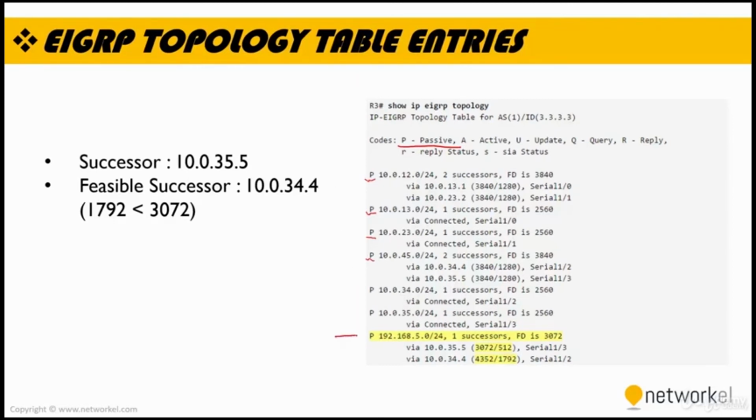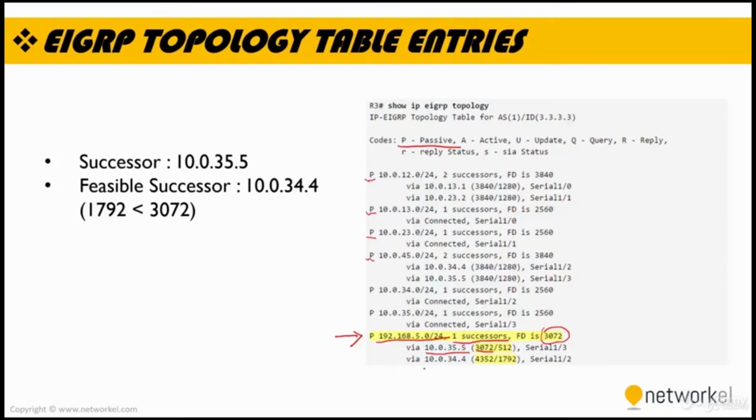Let's take a look at the last route. For this route, we have a successor, and our successor's IP address is 35.5. Because we are using a feasible distance of 372 to get there, and here is the same value that we can see, which shows that this guy is the successor.